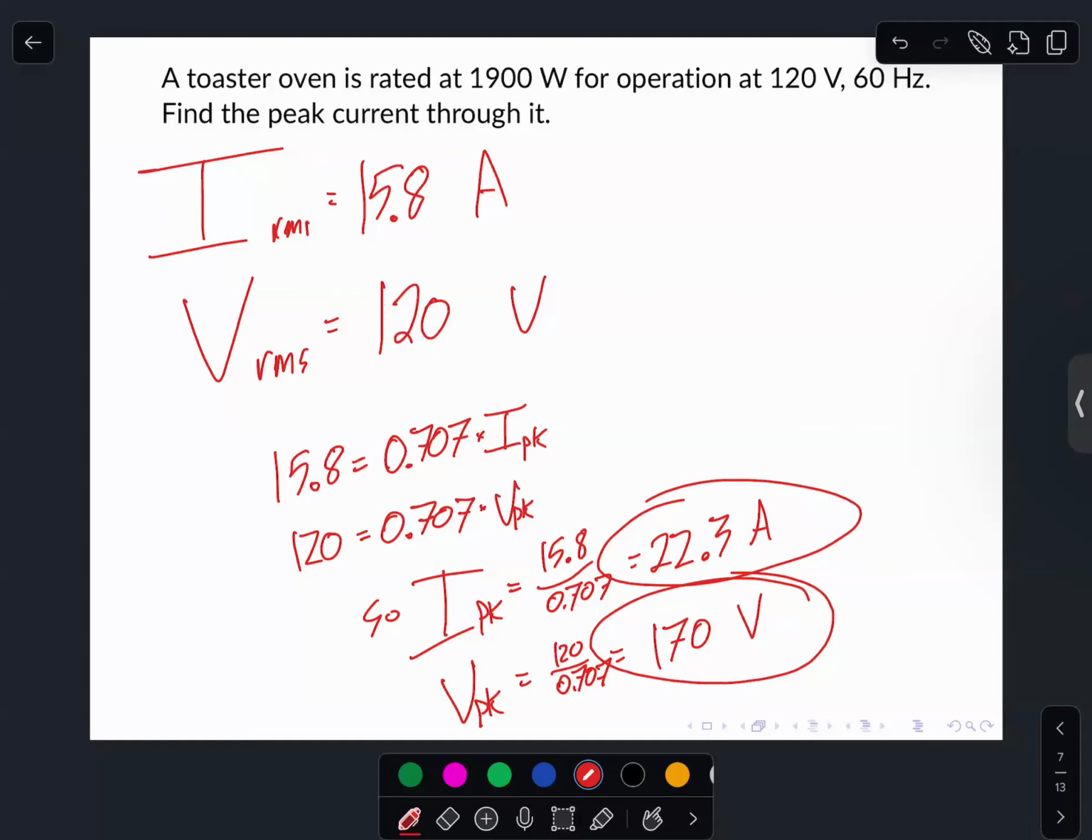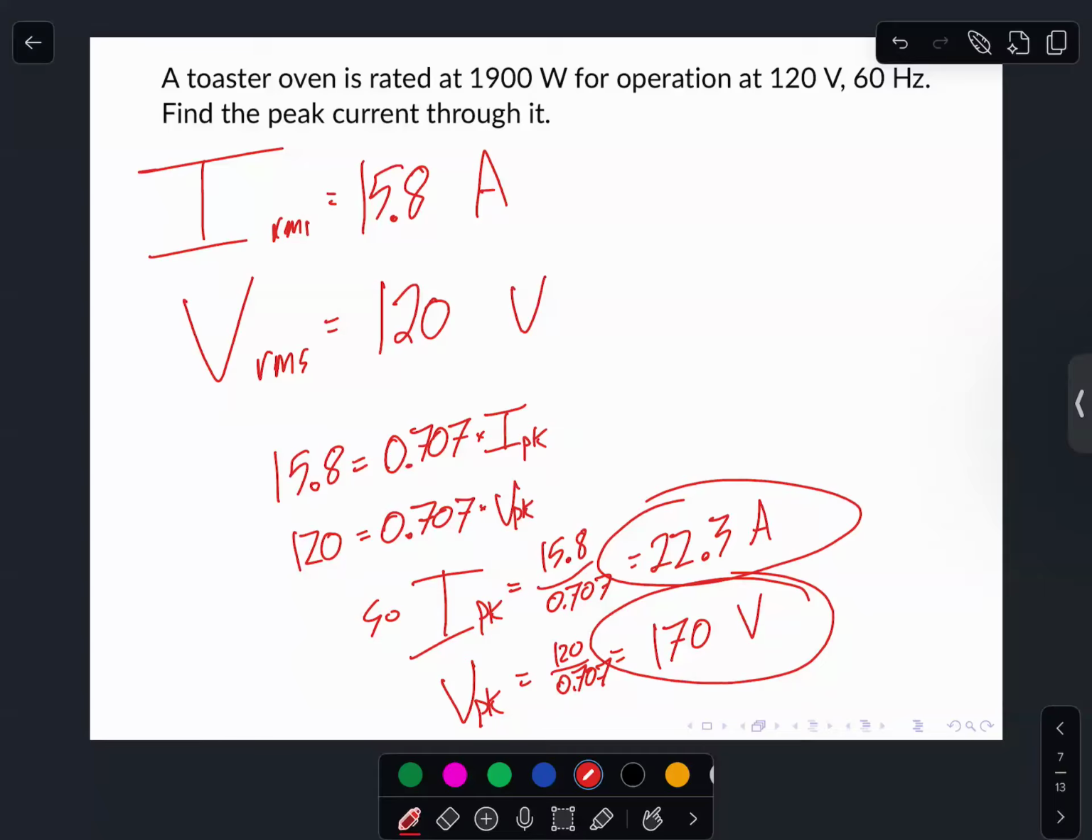This is what it means to be RMS. RMS is 0.707 times the peak value. Write those down. Those are important. All right. You guys okay with 22 and 170 respectively? You able to get this?